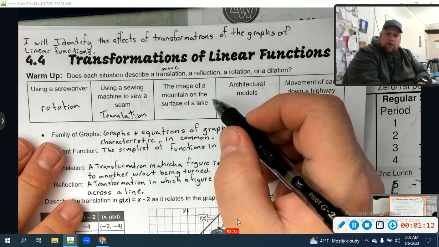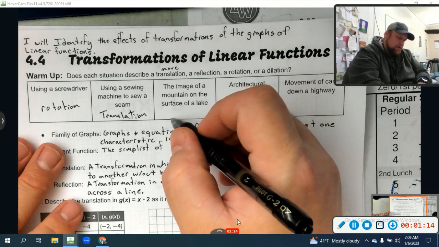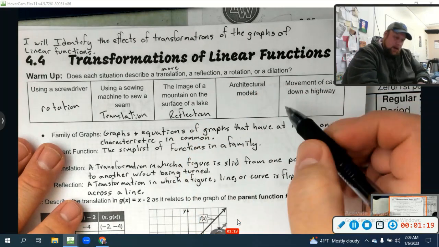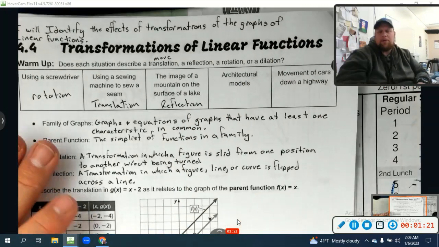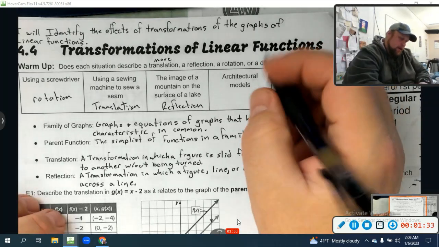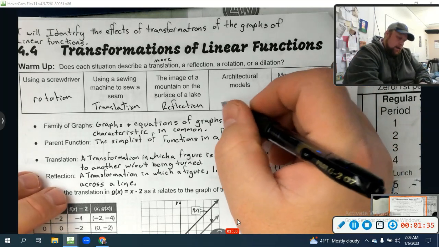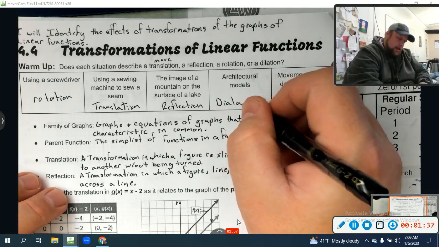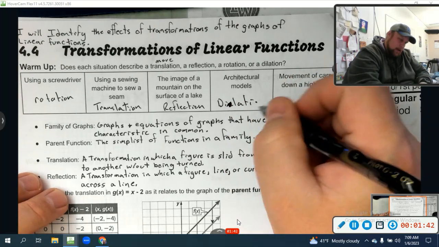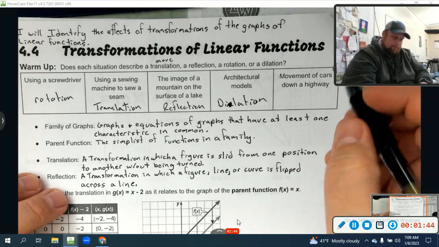The image of a mountain on the surface of a lake. It's like a glassy mirror, so that's a reflection. Architectural models, like when they build a model of, let's say, a mall they want to build. They build a smaller model, but it's actual dimensions. That's proportional. It's called a dilation. They've dilated it down, or can sometimes dilate things bigger, right? That is a dilation.